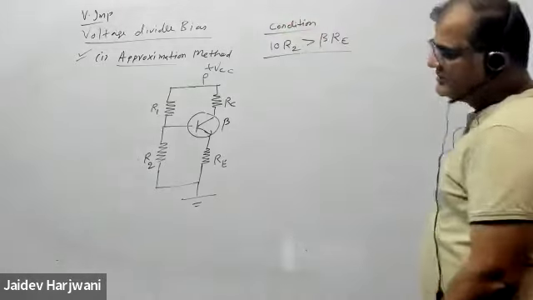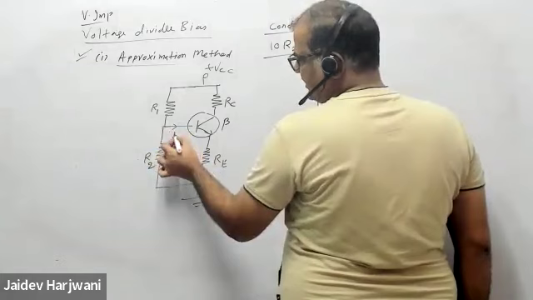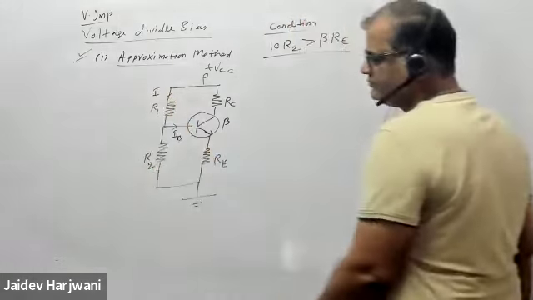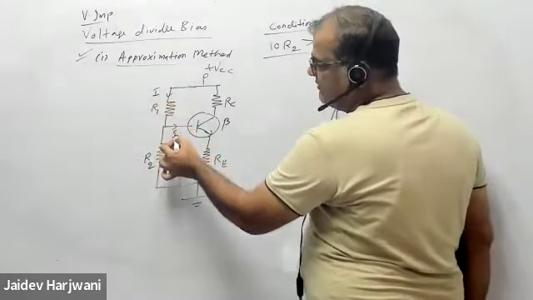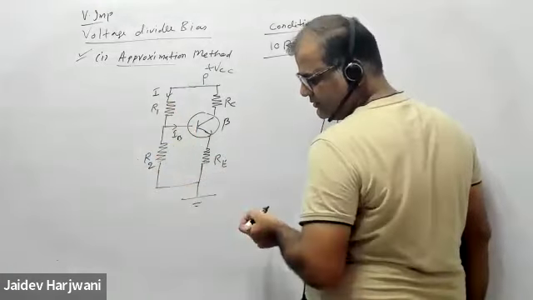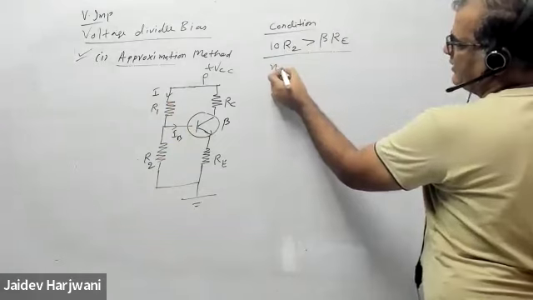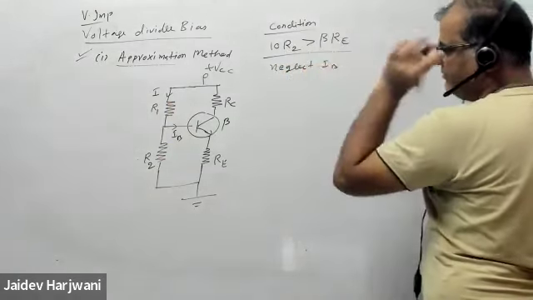Now, what does this method say? Here current IB is coming, here current IE is coming. So obviously some current is coming here, IB will go, some current will go here. But this method says neglect IB. The approximation says neglect IB, IB is 0.